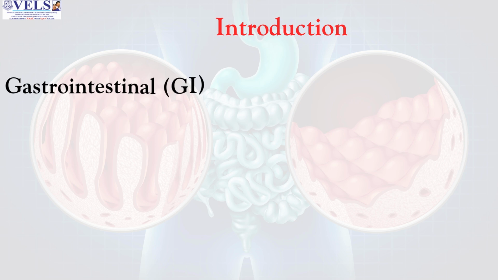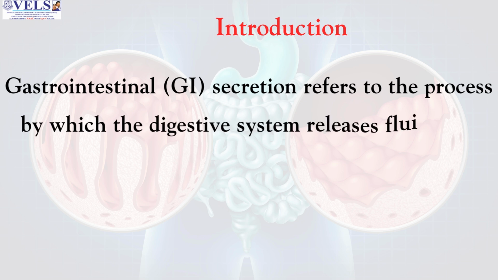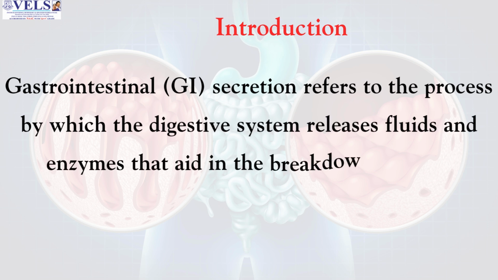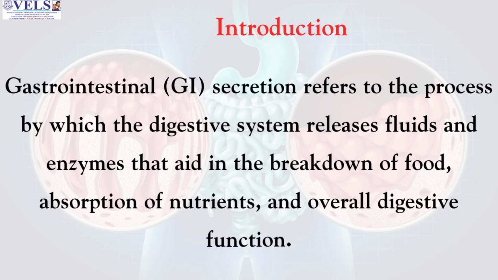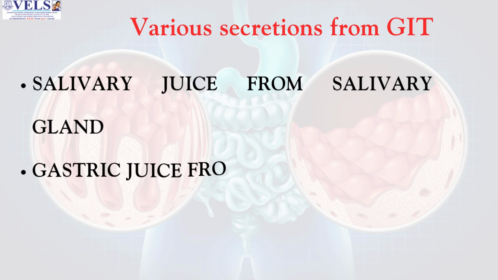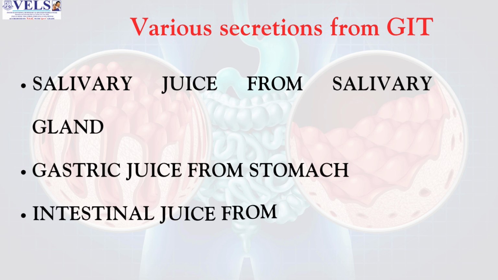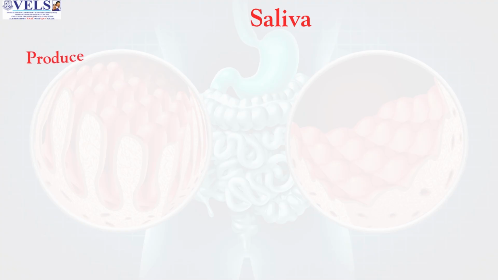Coming to introduction about gastrointestinal secretions. It refers to the process by which the digestive system releases fluids and enzymes that aid in the breakdown of food, absorption of nutrients, and overall digestive function. Various gastrointestinal secretions include salivary juice from salivary gland, gastric juice from stomach, intestinal juice from intestine, pancreatic juice from pancreas, bile juice from liver. First, we will see about salivary secretions in detail.